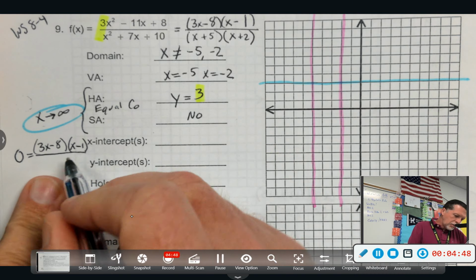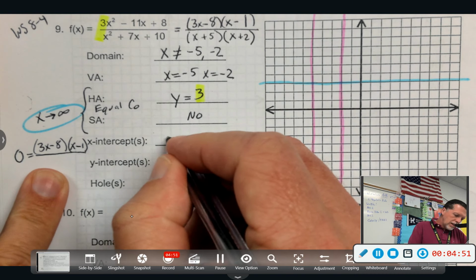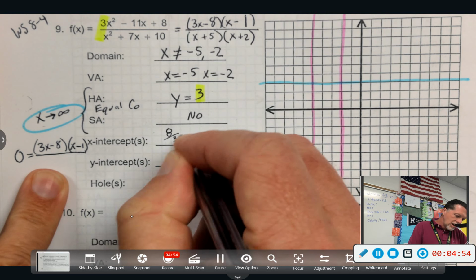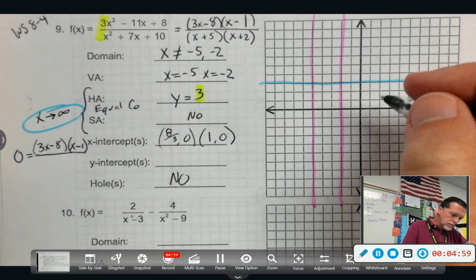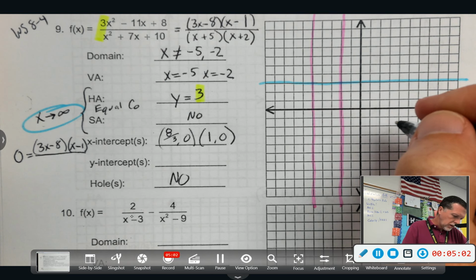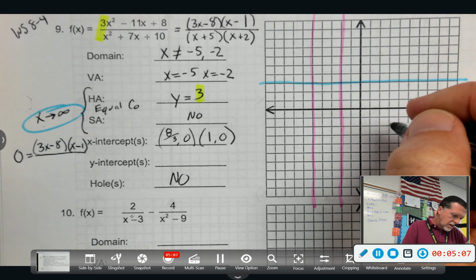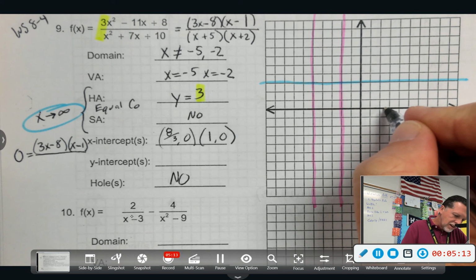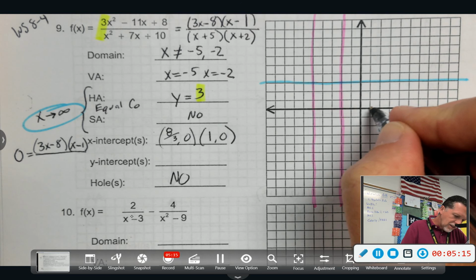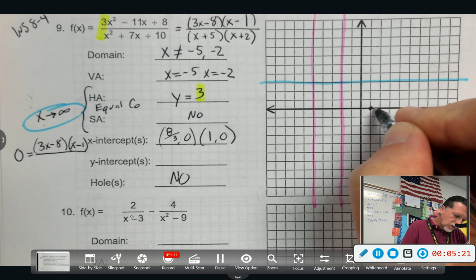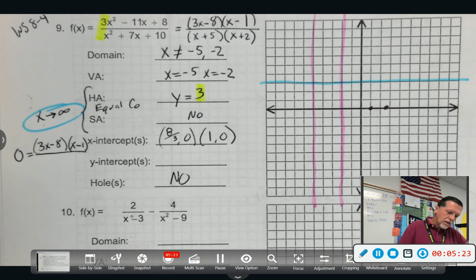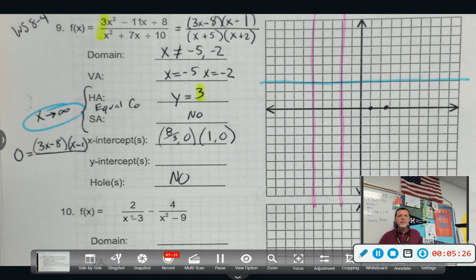Okay, so x-intercepts, things that make the top 0, that would be 8/3, comma 0. It's kind of weird. And 1, comma 0. Wait, am I doing something wrong here? That feels weird. It's positive 8/3, right? So that's something doesn't feel right about this graph. 2 2/3. 1, 2. What have I done wrong, if anything?